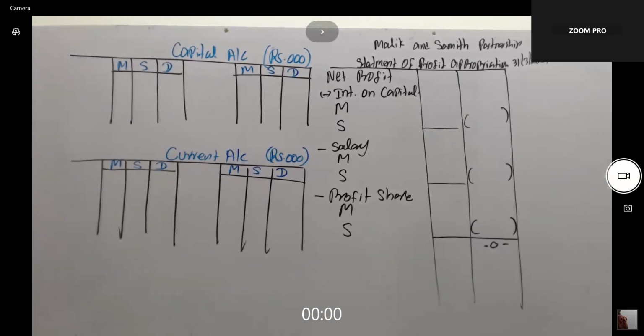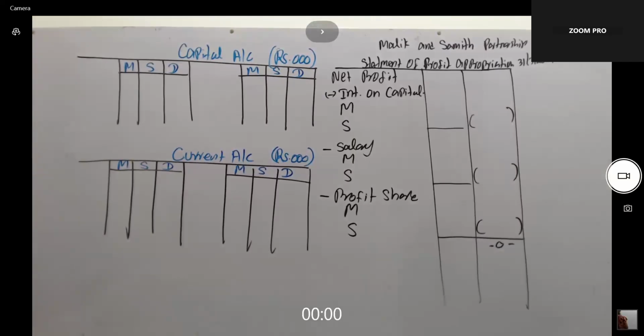That first one, draw the format like this. Profit appropriation account only for 2 partners. Malik Samit partnerships. Statement of profit appropriation for the year end 31st March 24.